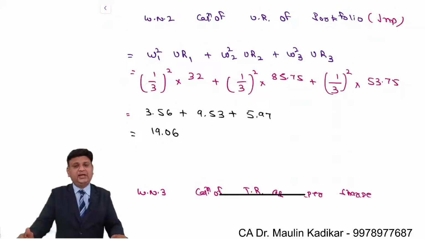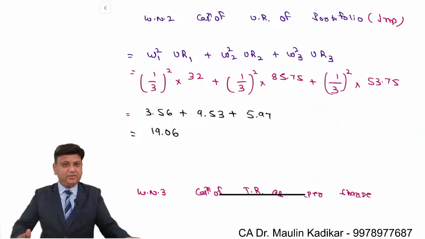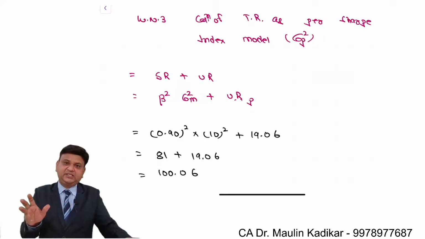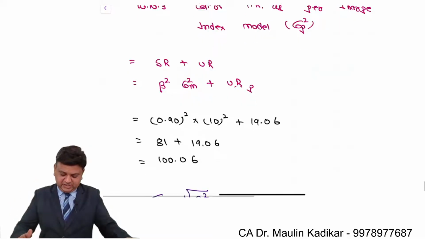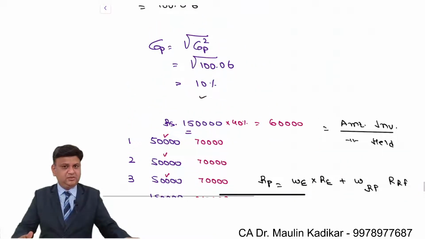Next working note will be calculation of the unsystematic risk of the portfolio. That is weight of the individual security square into unsystematic risk. That is the way the unsystematic risk component of the portfolio is calculated. That is 19.06. Next is the total risk as per Sharpe index model, wherein systematic risk plus unsystematic risk, which we have found recently, and with that we compute the standard deviation.